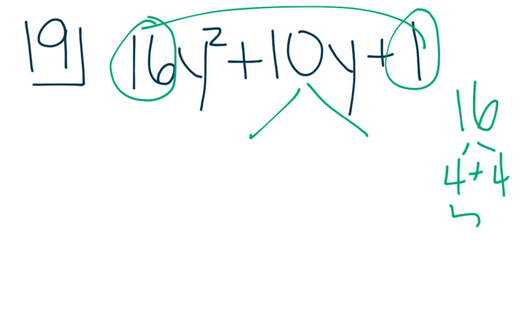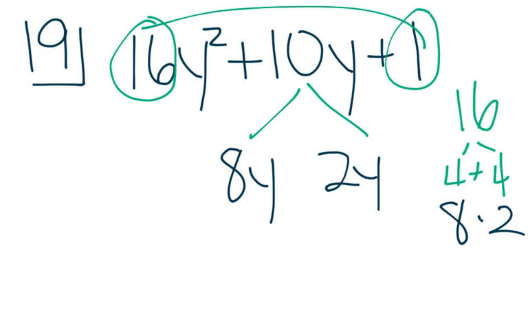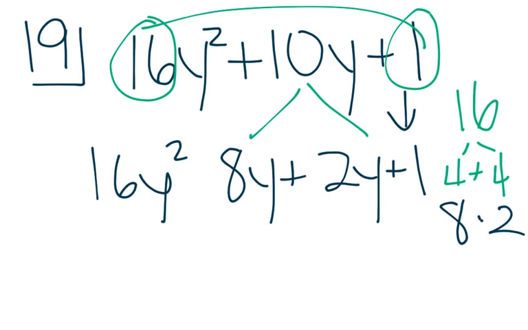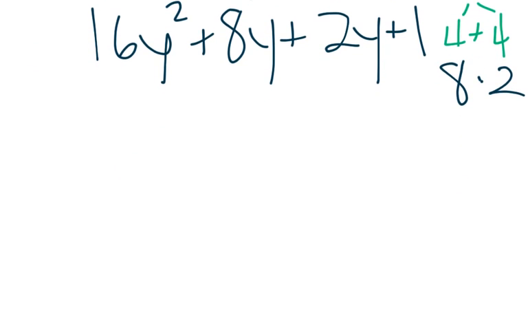There's 5, whoops, not 5, what am I saying? 8 times 2, and when you add them, they equal 10. So this is 8y, and this is 2y. Okay, and then now we're going to carry down our other terms, plus 1, and 16y squared. Okay, and now that we have our 4 terms, we can make our box.